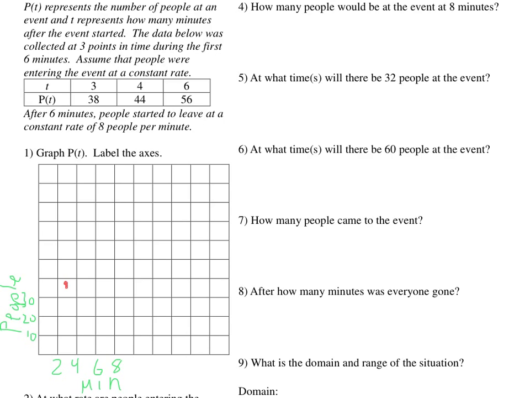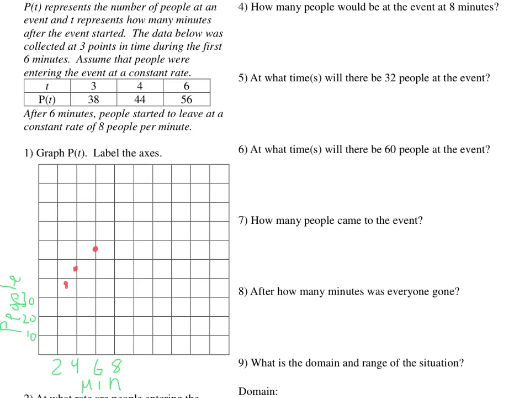And then 4 is 44, so 4 would be up 44. So 4 would be somewhere around there. And 6 would be 56. If we look at this carefully, you have to be careful because remember, you're going by tens. So 56 would be somewhere around there. All right, so those are my 3 values I'm given.